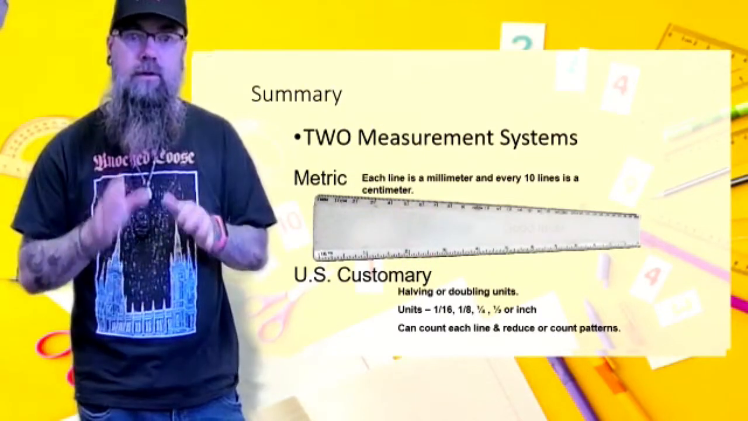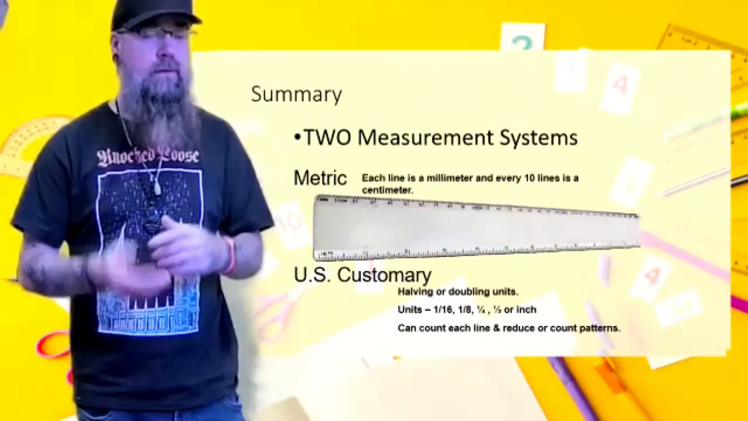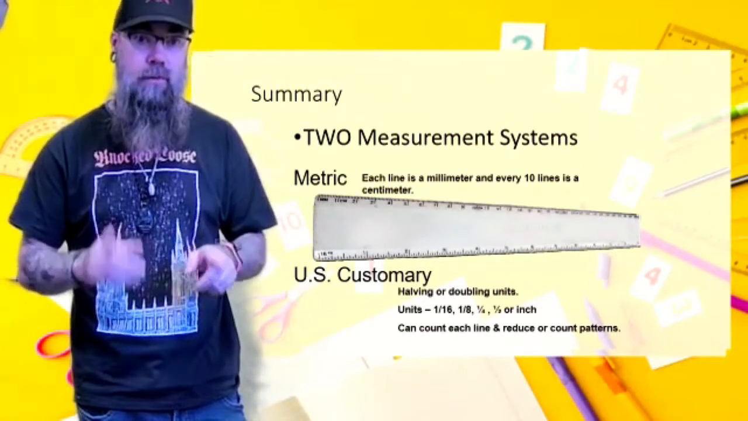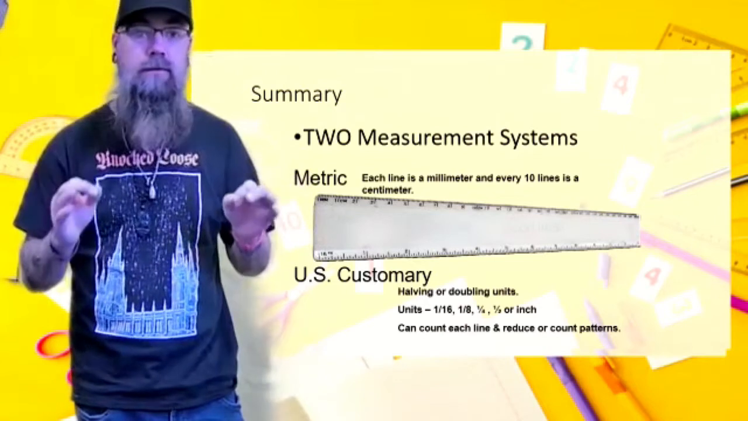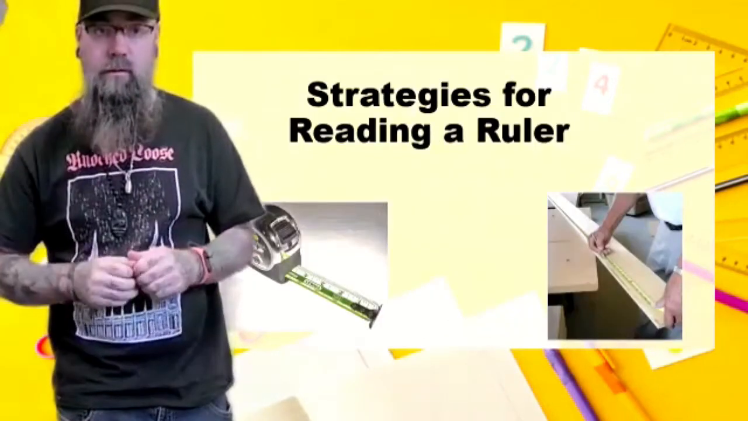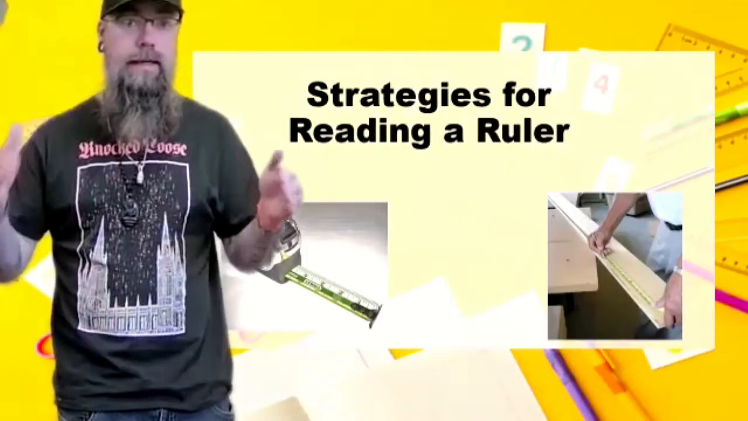So when we're dealing with the US system, there's a lot more involved with fractions, and it can be a little bit more tricky. With both measurement systems, make sure when we measure something, we're measuring carefully and correctly. So that's a very brief overview of strategies to read a ruler and calculating length.